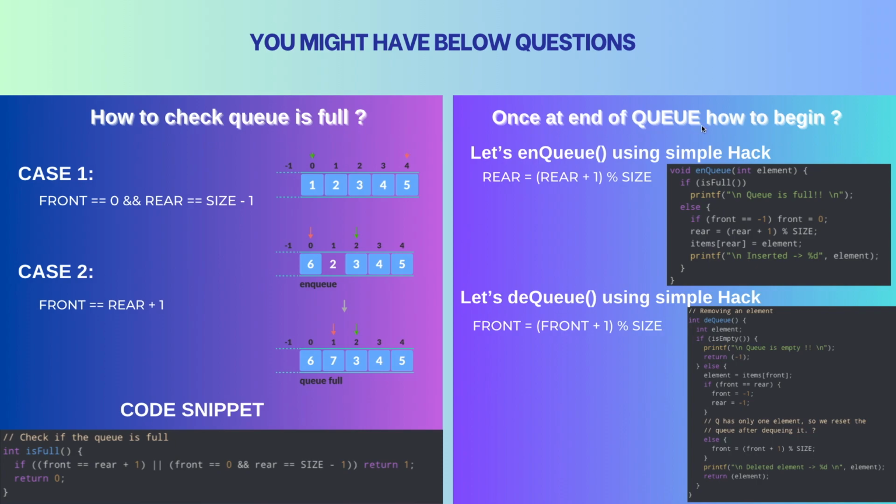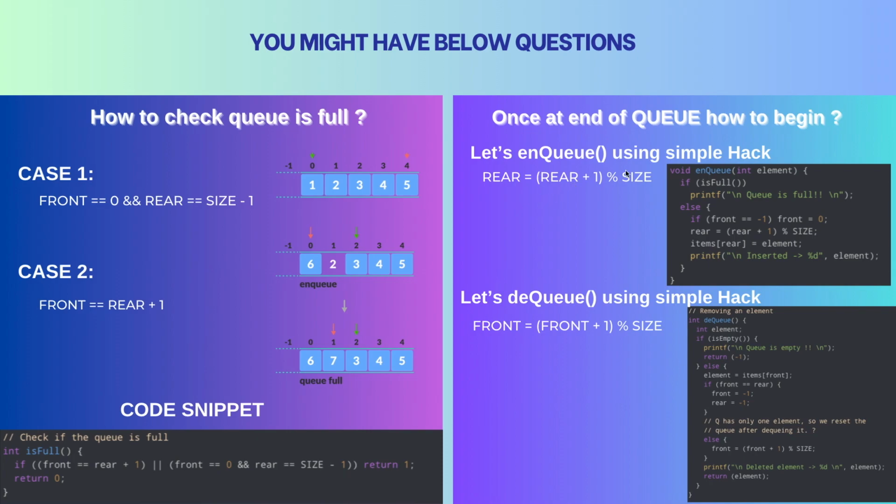Now let's discuss one more point over here: once at the end of the queue, how to begin. So before going forward on this question, let's take an example of this formula. What is our rear position? In the very starting, rear would be pointing at -1. So -1 plus 1 equals 0. Then we have added the modulus sign. And what is our size? Size is 5. So what would be the result? Result would be 0, because -1 plus 1 is 0, modulo 5. So the modulus will be 0.